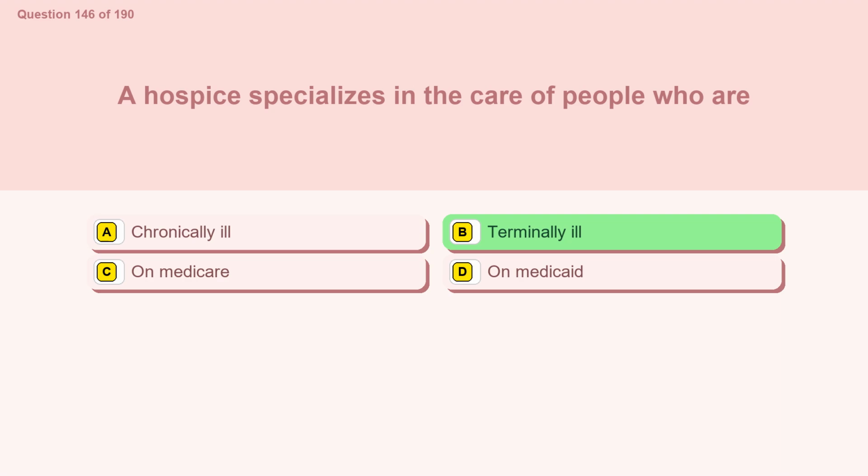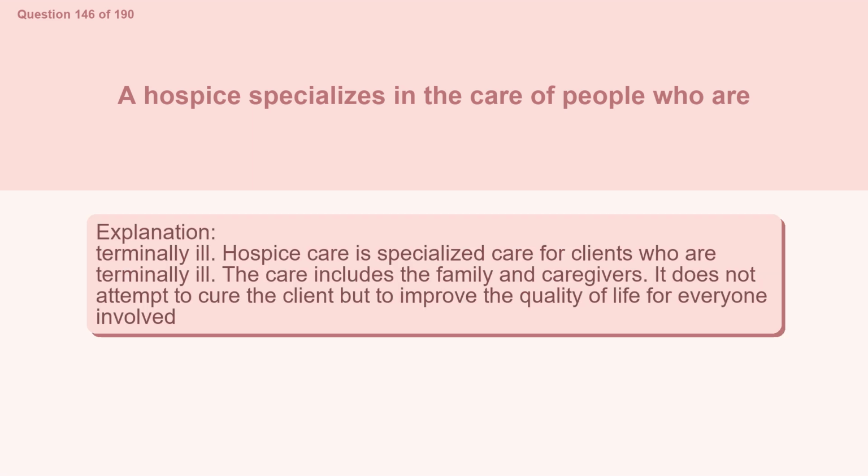The correct answer is option B. Terminally ill. Hospice care is specialized care for clients who are terminally ill. The care includes the family and caregivers. It does not attempt to cure the client but to improve the quality of life for everyone involved.